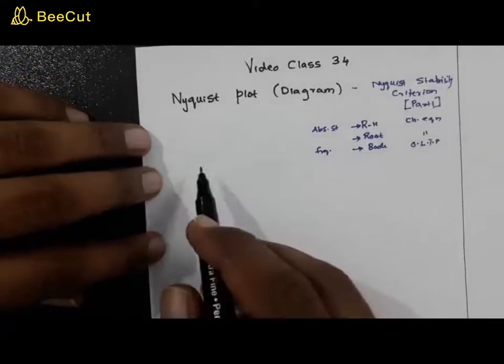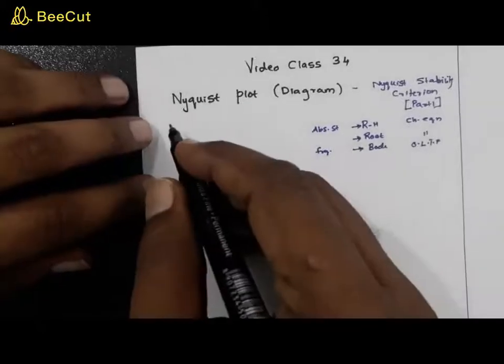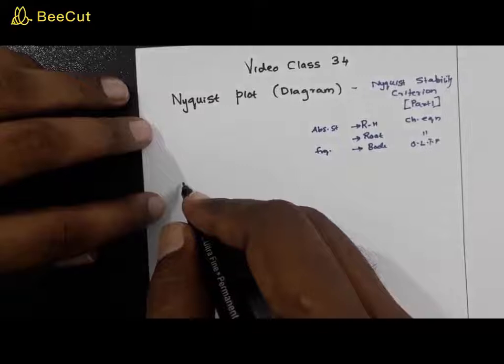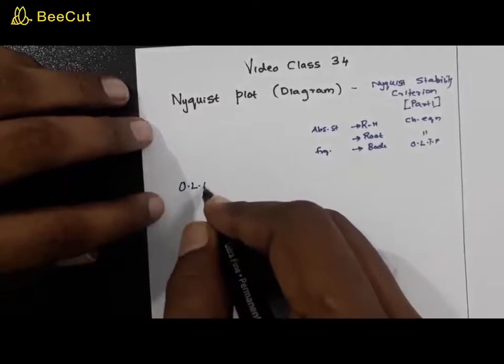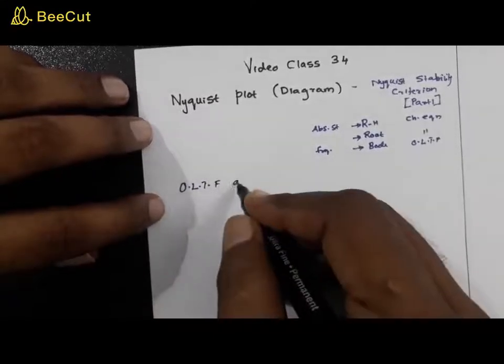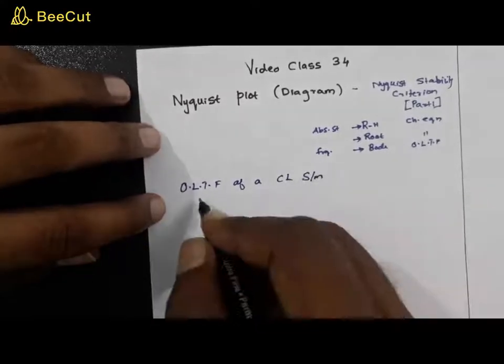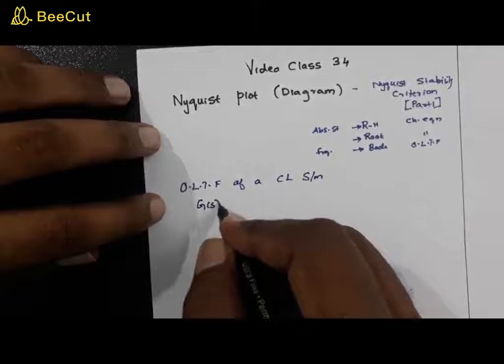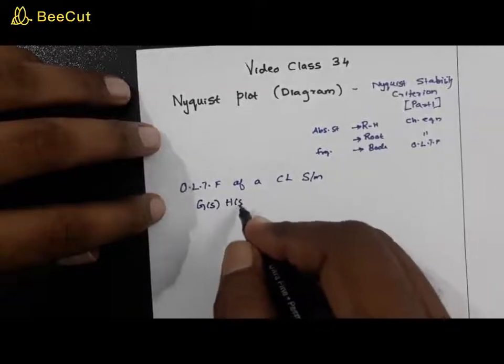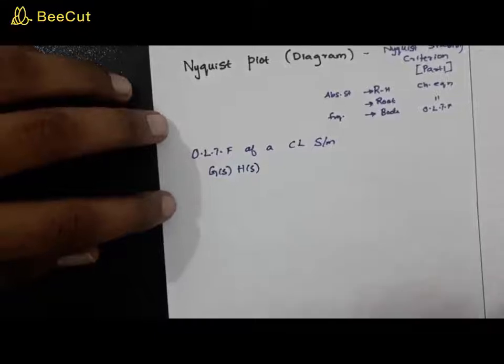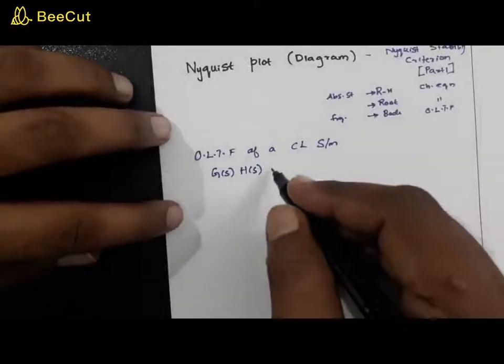Okay, so as in Bode plot, the Nyquist method also makes use of the open loop transfer function of a closed loop system, that is, it actually starts with this G(s)H(s).